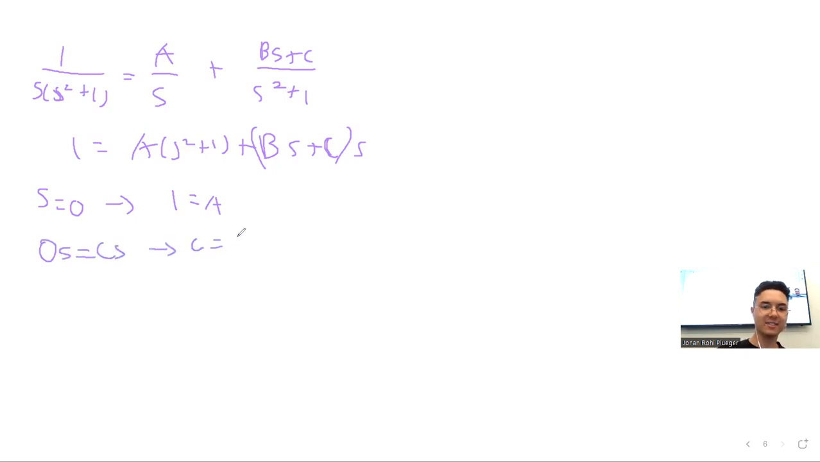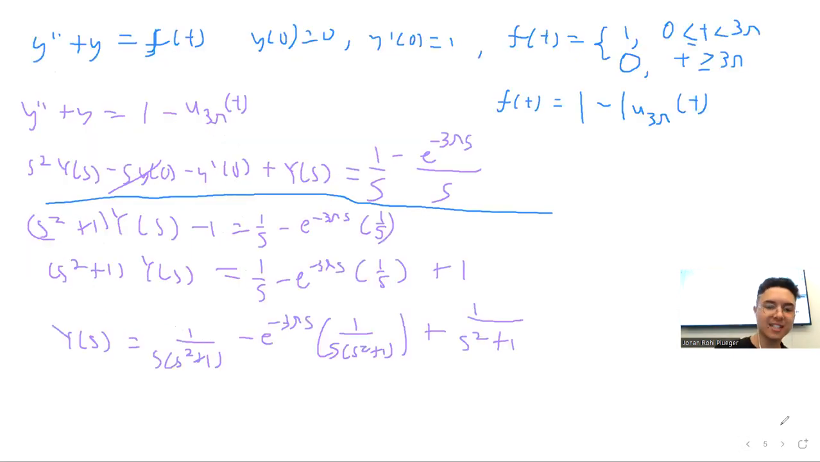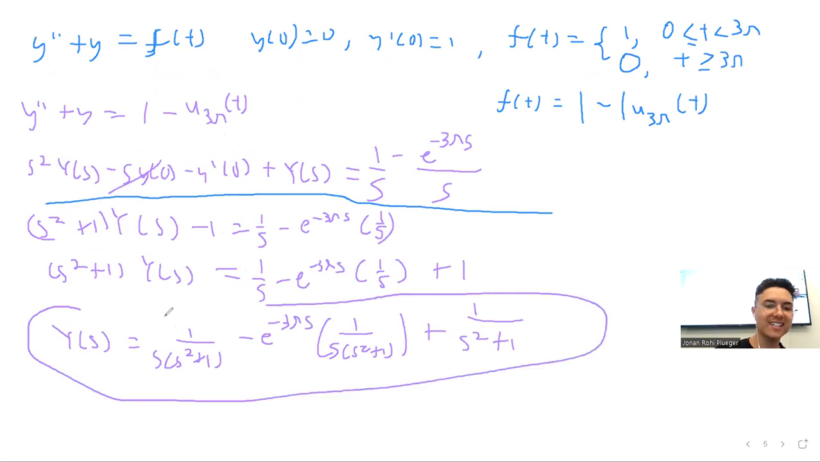How fun. And then James said A equals negative B. Do you agree? Yeah, because of s squared. So we have 0 s squared equals A s squared plus B s squared, which gives us B equals negative 1, which means this can be written as 1 over s minus s over s squared plus 1. Yay! So now we can plug all that into our complicated friend here.